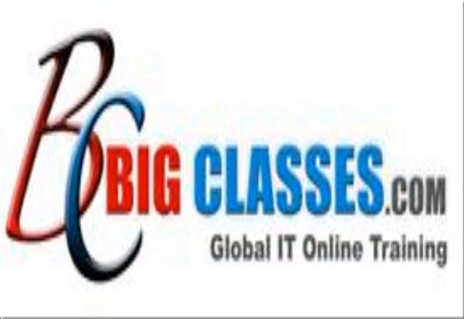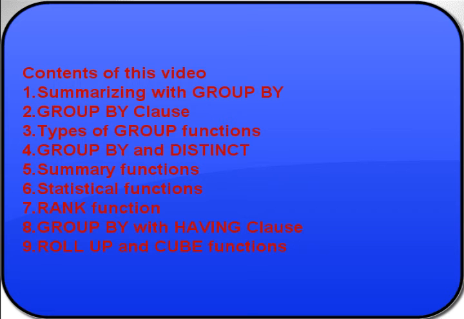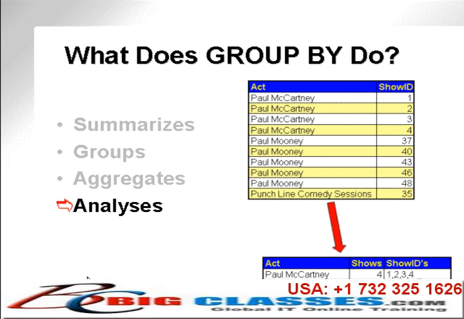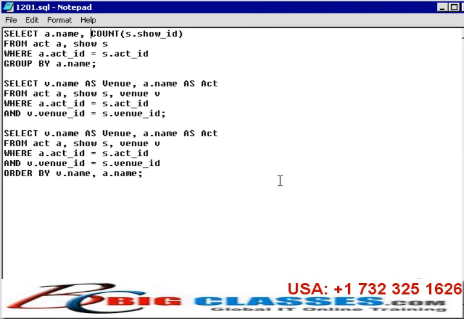Summarizing with the group by clause. What does group by do? What is the group by clause used for? Group by is used to summarize, to group sets of rows into smaller sets of rows, summarized or summary sets of rows, aggregates, which is really the same as summarize and group. It is also used to analyze. We'll get into analysis at a later stage. Let's take a look at a very simple example.